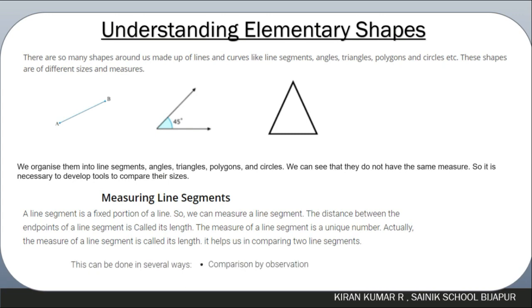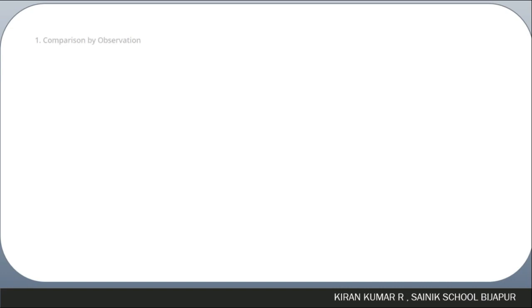The first way is to compare by observation. The second way is by tracing. And the third way is using a ruler or a divider. Let's see one by one. How do we compare by observation? Comparison by observation.